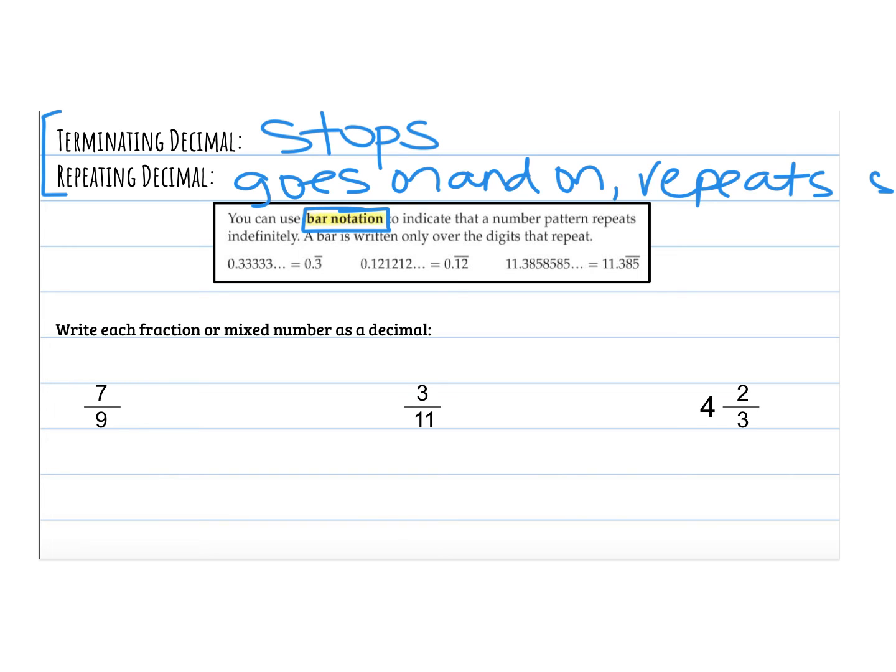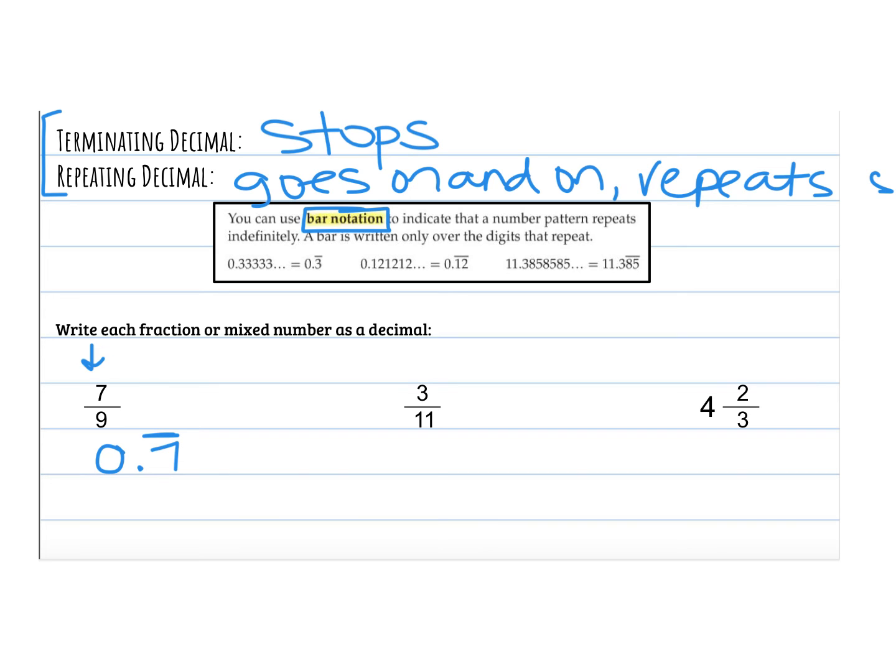So let's look at 7/9. 9 cannot be multiplied by anything to get to 10, 100, or 1,000 evenly, so I'm going to do 7 divided by 9, and I get 0.777778, but the 8 is my calculator just rounding it at that spot, but it's really just 0.7 repeating. So I would write it as 0.7, and then this bar tells me that the 7 goes on and on and on and on.